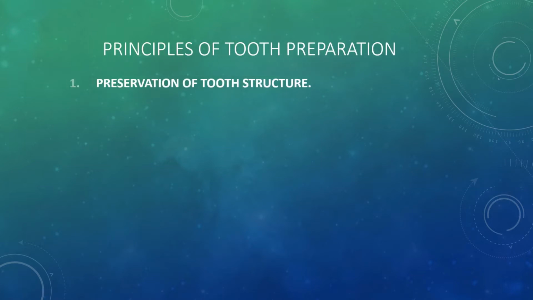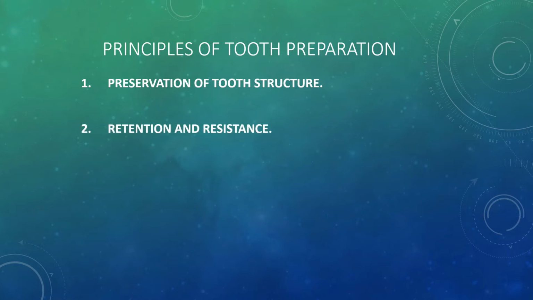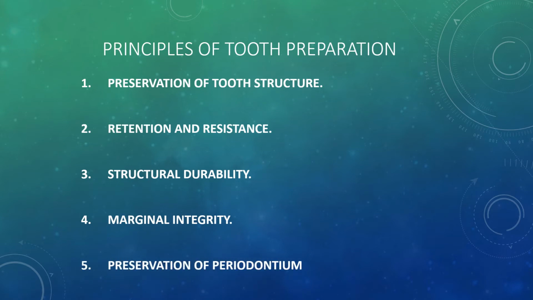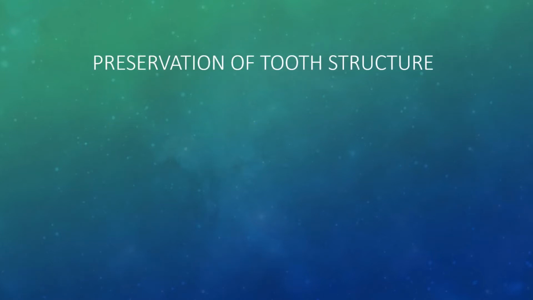So what are the 5 basic principles of tooth preparation? Preservation of tooth structure, then retention and resistance form, structural durability, marginal integrity and preservation of periodontium. So these are the 5 most important principles that you need to keep in mind when you are preparing a tooth for receiving a crown or a restoration. So in detail, let us look at what is preservation of tooth structure.